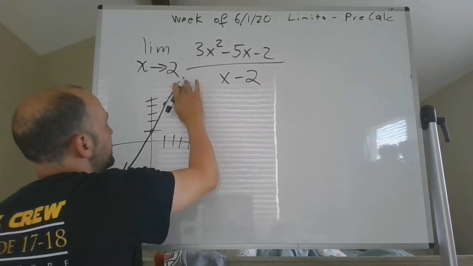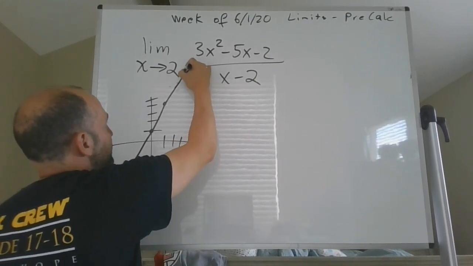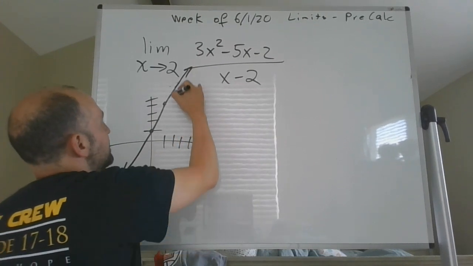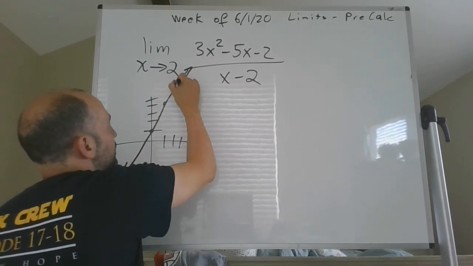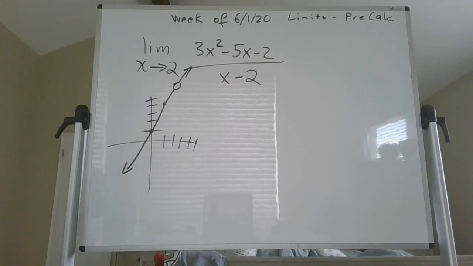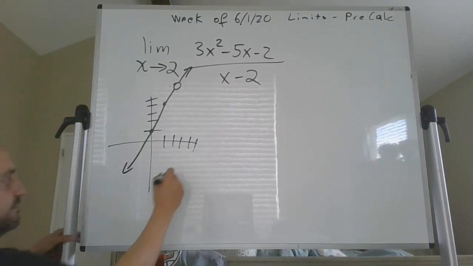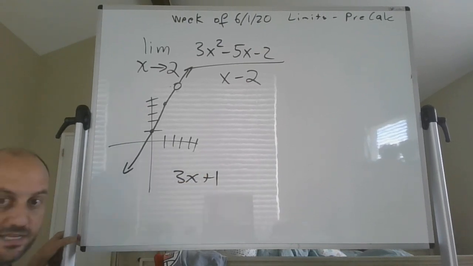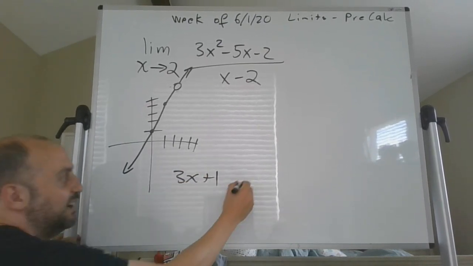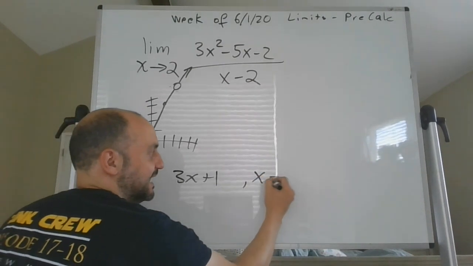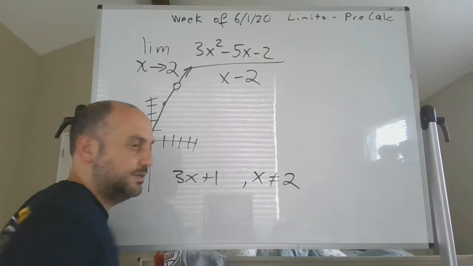But it would have one major caveat. And you may be saying, oh, well, that's just a straight line. Yeah, but it has one major caveat. Take a look at that line. Something interesting about that line: it just looks like the line of 3x plus 1. And it is the line of 3x plus 1. However, x cannot equal 2.